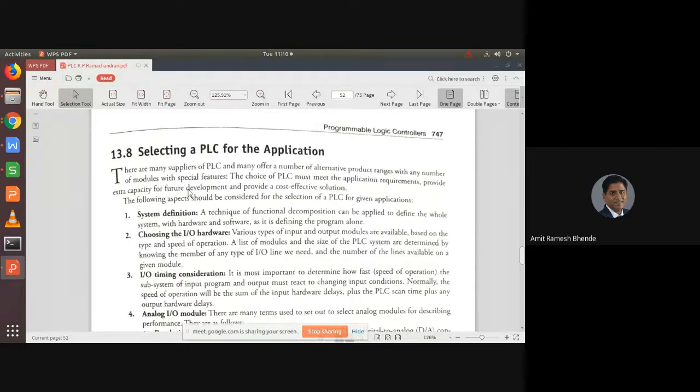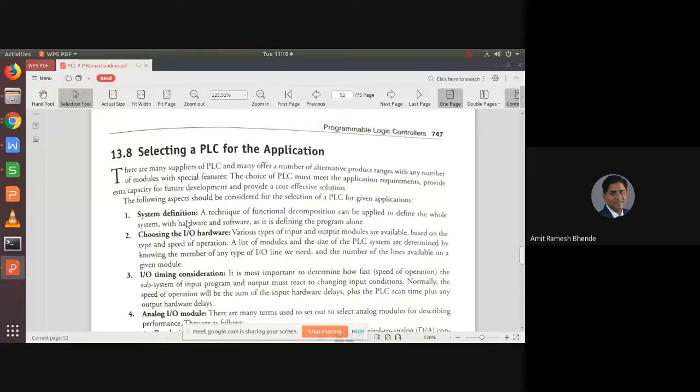You want to develop an application by using a PLC, and your problem is which PLC, because PLCs are available in different configurations. So which PLC configuration would be appropriate for you, that we need to decide. What are those parameters on which the selection of PLC is dependent? Those parameters we are going to discuss in today's lecture. The following aspects should be considered for selection of PLCs for a given application.